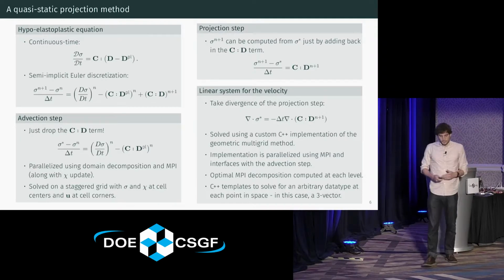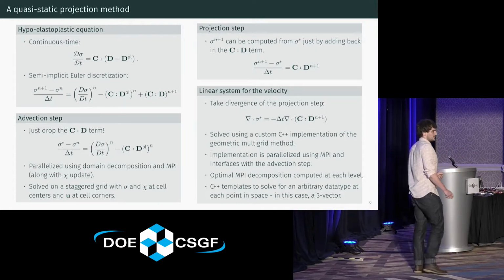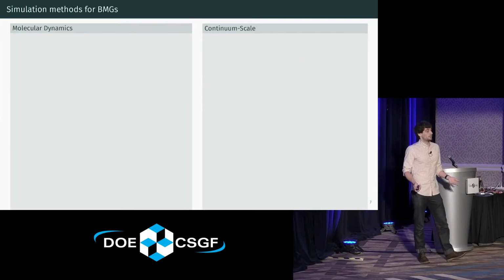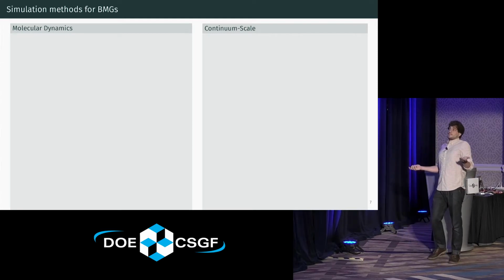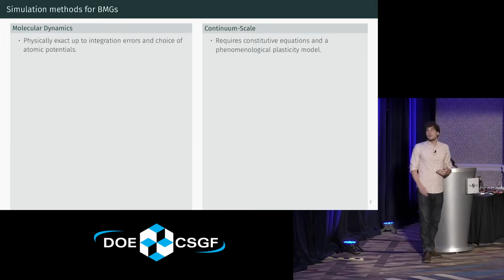OK, so with all that, now we can solve for plastic deformation at long times for realistic system sizes, but there's a problem that we don't know how to initialize the effective temperature field. On the other hand, there's another simulation method, molecular dynamics, which is great because it's physically exact, unlike our continuum scale model where we needed these equations and we needed the STZ theory, we needed to know something about our material.